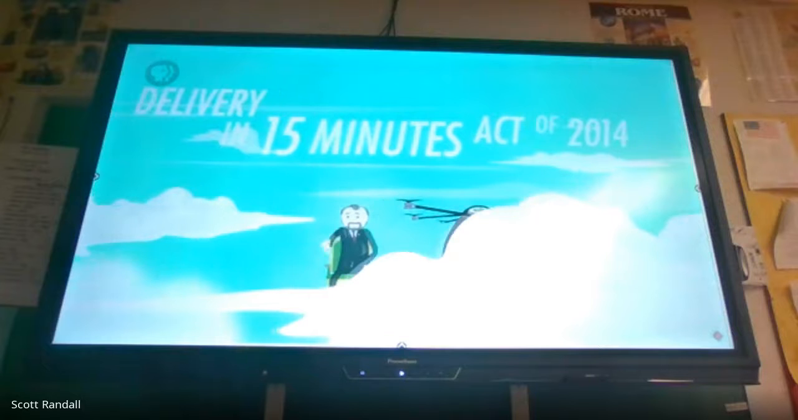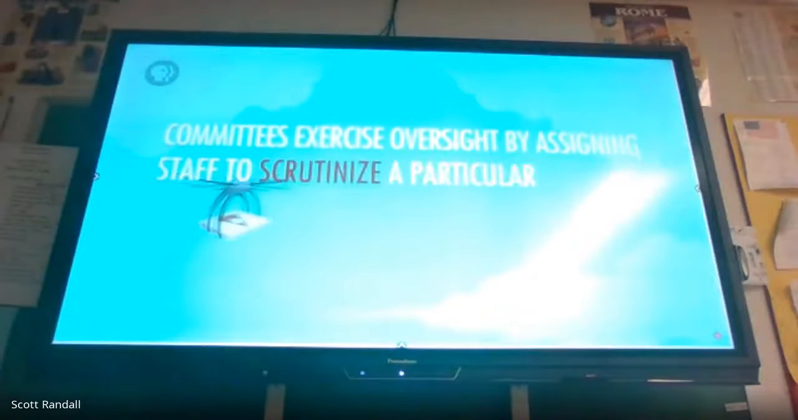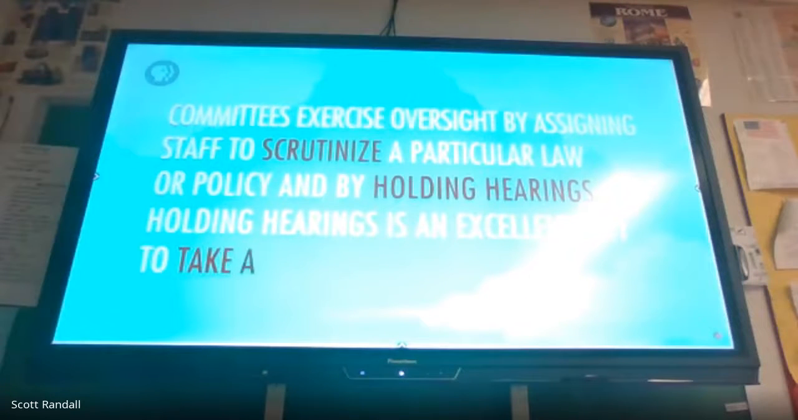Gatekeeping authority is Congress's most important power, but it also has oversight power, which is an after-the-fact authority to check on how law is being implemented. Committees exercise oversight by assigning staff to scrutinize a particular law or policy and by holding hearings. Holding hearings is an excellent way to take a position on a particular issue.